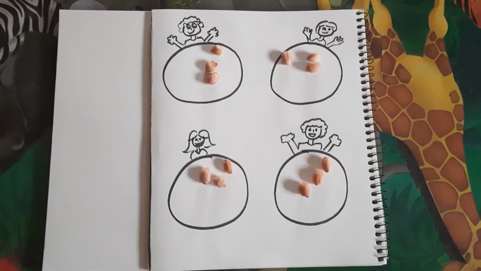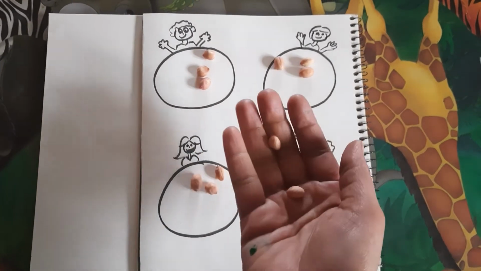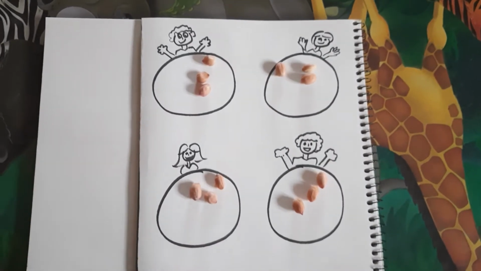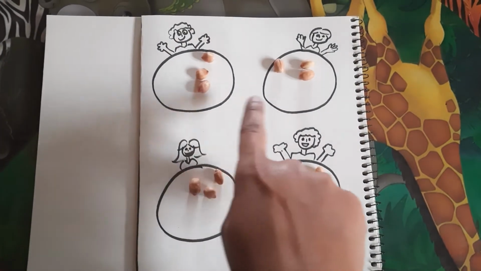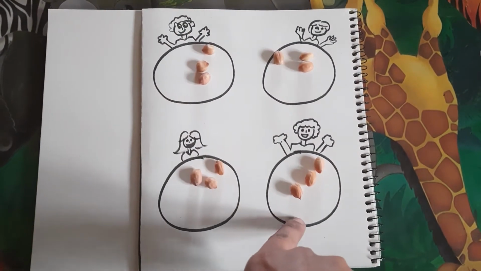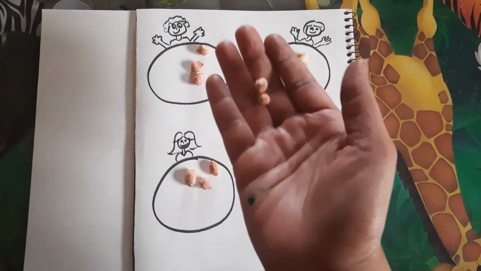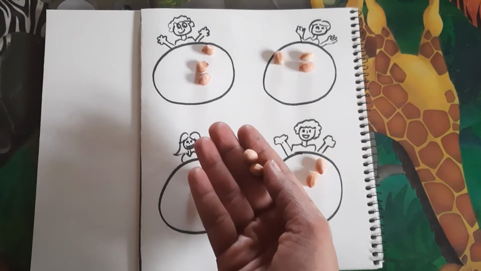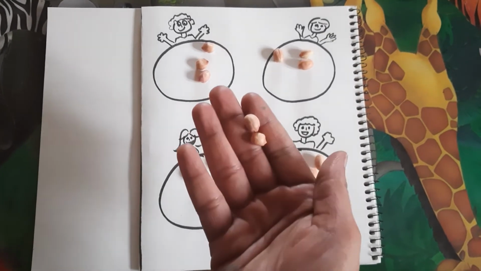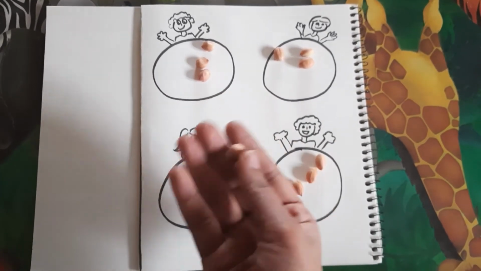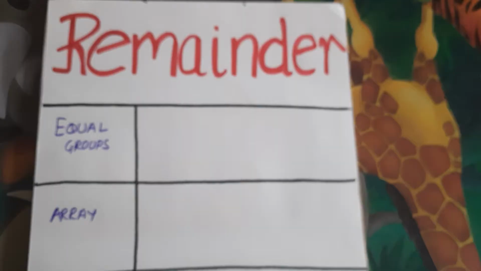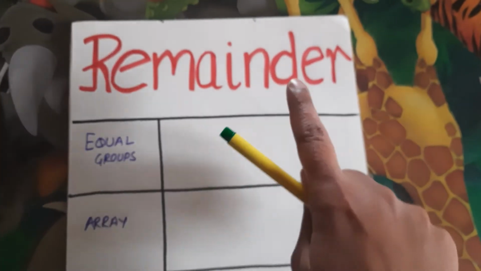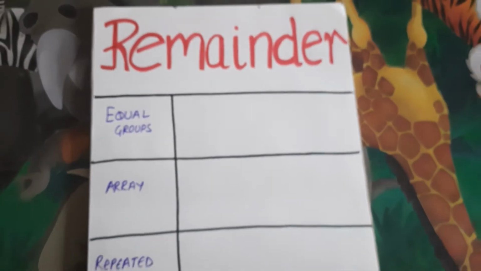In division, when we have a total number of something that we have to divide, after sharing them equally, if I am left with something that is left alone, which cannot be divided further, that is called the remainder. So now let us understand the concept of remainder.